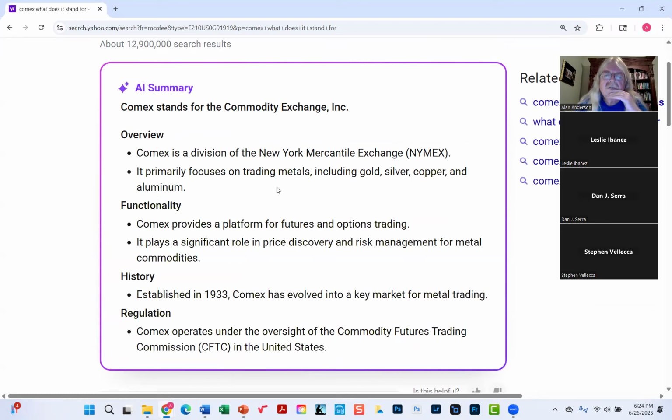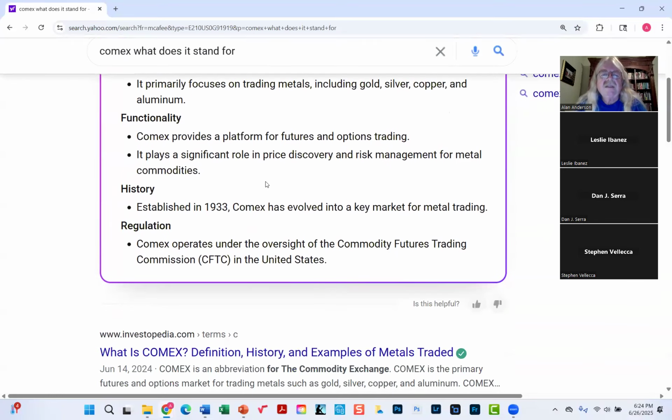Because the Mercantile Exchange also does deal in derivatives. They also have, I think, energy derivatives. And as I mentioned before, this is all under the purview of the Commodity Futures Trading Commission.